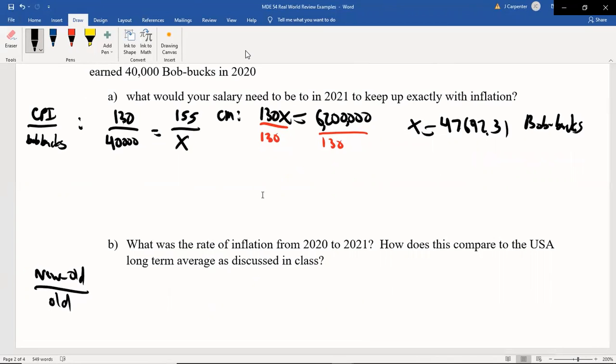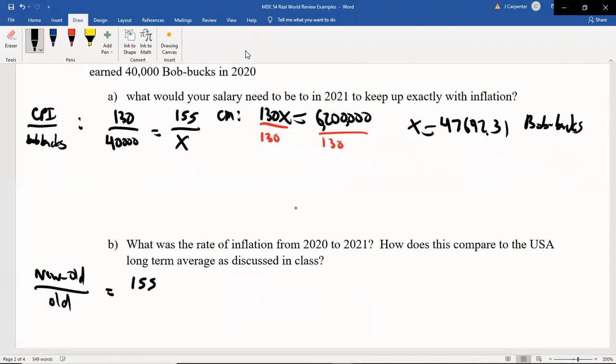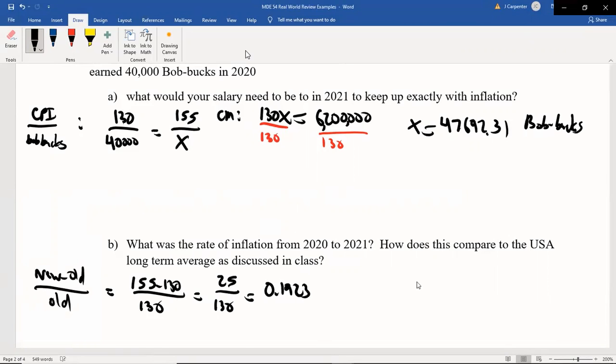Now you can do this again with the CPI values or the dollar amounts. I think CPIs being triple digit numbers is going to be easier to deal with. So let's deal with the 130 and the 155. 155 minus 130 divided by 130. 155 minus 130 is going to be 25 divided by 130. Let's pull out that trusty calculator. 25 divided by 130, and we get 0.1923 and so on. Now, this is not 0.19%. This is a decimal value. You have to convert this to a percent. Decimal goes right twice. That's 19.23%.